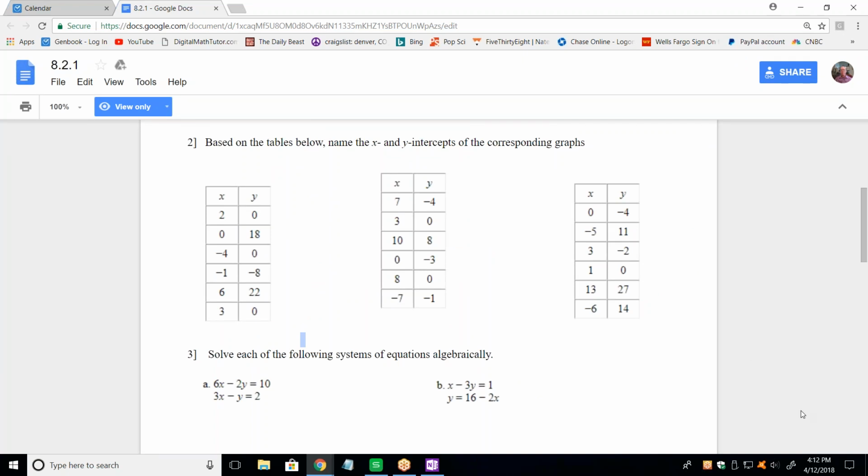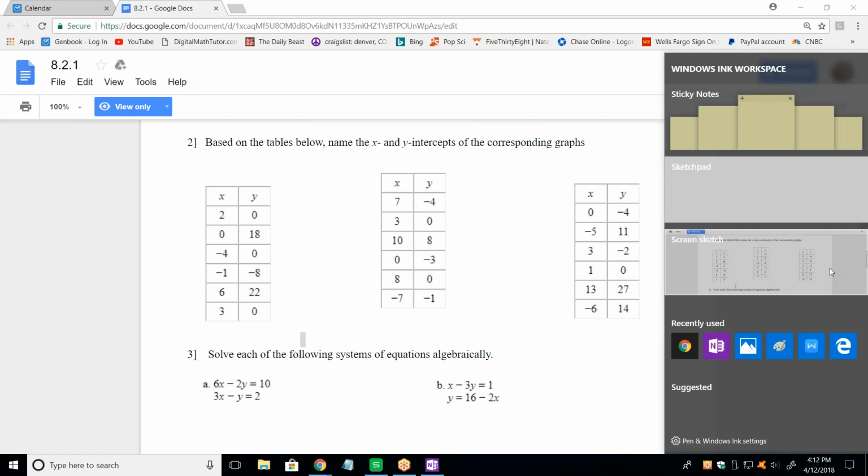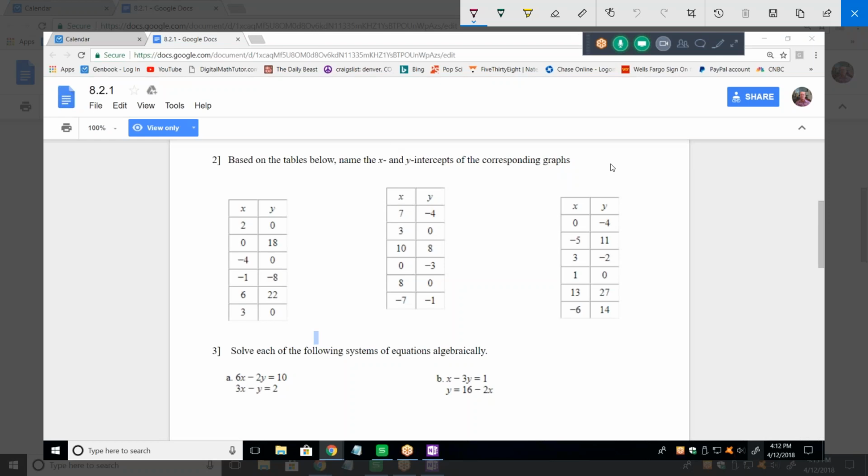Okay, so what we have here are 3 different graphs. 3 different tables mean 3 different graphs. Okay? Now, remember what I just told you. X-intercepts come when y is 0. Y-intercepts come when x is 0. That makes this extremely easy. I want you to tell me where the x-intercept is on this one right there. The x-intercept is 2. Well, it's 2. It's also -4, and it's also 3.